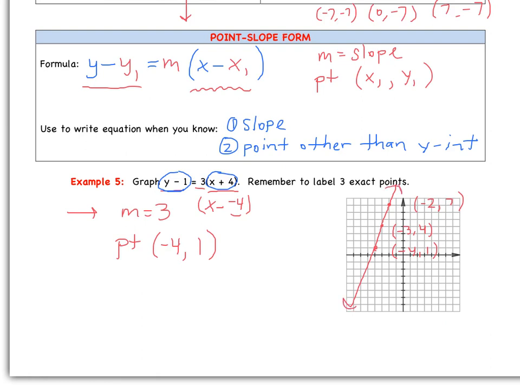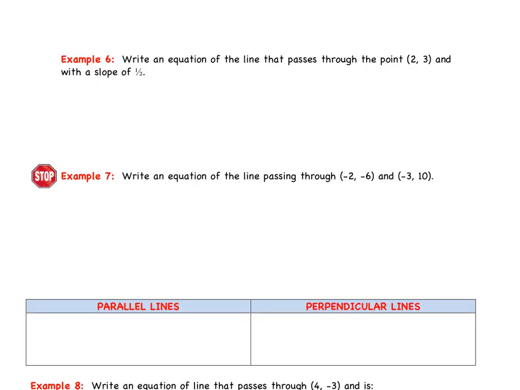Okay? All right, let's move on to the last page of our notes. Okay, write an equation of a line that passes through the point (2, 3), and with a slope of 1/2. Okay, so again, we identify what we're given. We're given our slope.